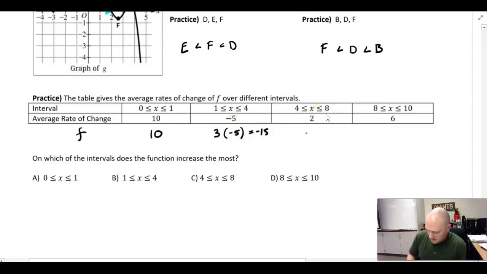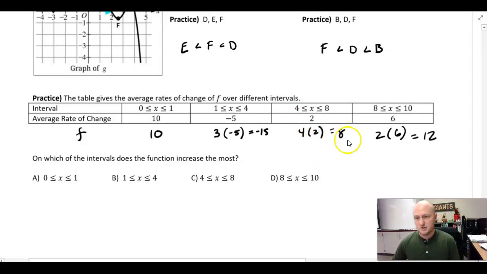For my next interval, I have a span of 4 and a rate of change of 2, giving us a total increase of 8. And then for our last interval, a span of 2, but an average rate of change of 6. So a total of 12 units of change. So which interval does the function increase the most? That's going to be D.